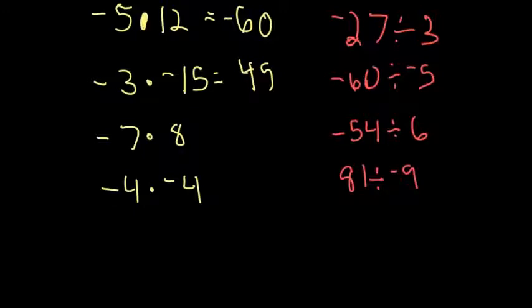Alright, next we have negative 7 times 8. So 7 times 8 is 56. And negative and positive make negative. And then negative 4 times negative 4. 4 times 4 is 16. And negatives make positive.